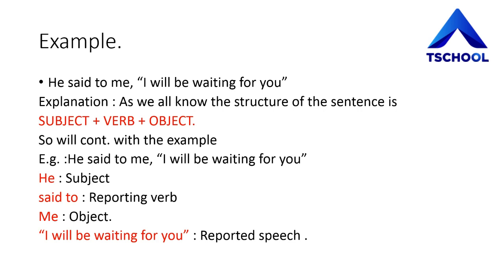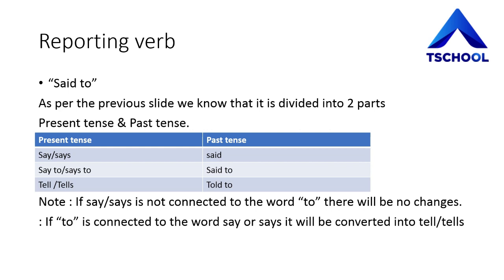And look at the remaining part of the sentence. I will be waiting for you, in double inverted commas. That is actually known as the reported speech. That is what we have to change from direct to indirect. Before we give the solution or before we begin directly towards the answer, we need to understand what is the reporting verb, what is the pronoun, what is the reported speech. We need to understand all these things.